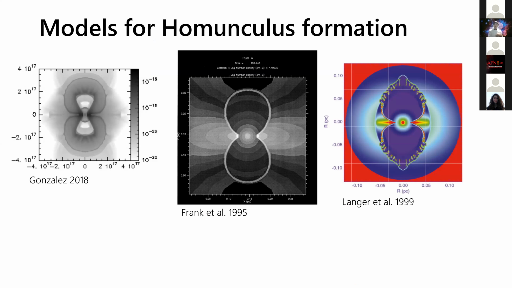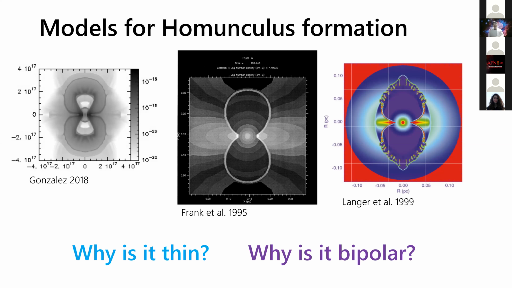So, as I think Noam said yesterday, we need to use all sorts of different metrics to test a model other than just saying, oh, it matches the shape of the observations. Here are some example simulations from various people who reproduce homunculus-like structures. But I'm going to point out what we can use to distinguish between these models by asking two very simple questions. Why is the homunculus thin and why is it bipolar? All models do explain this in one way or another, but in different ways.